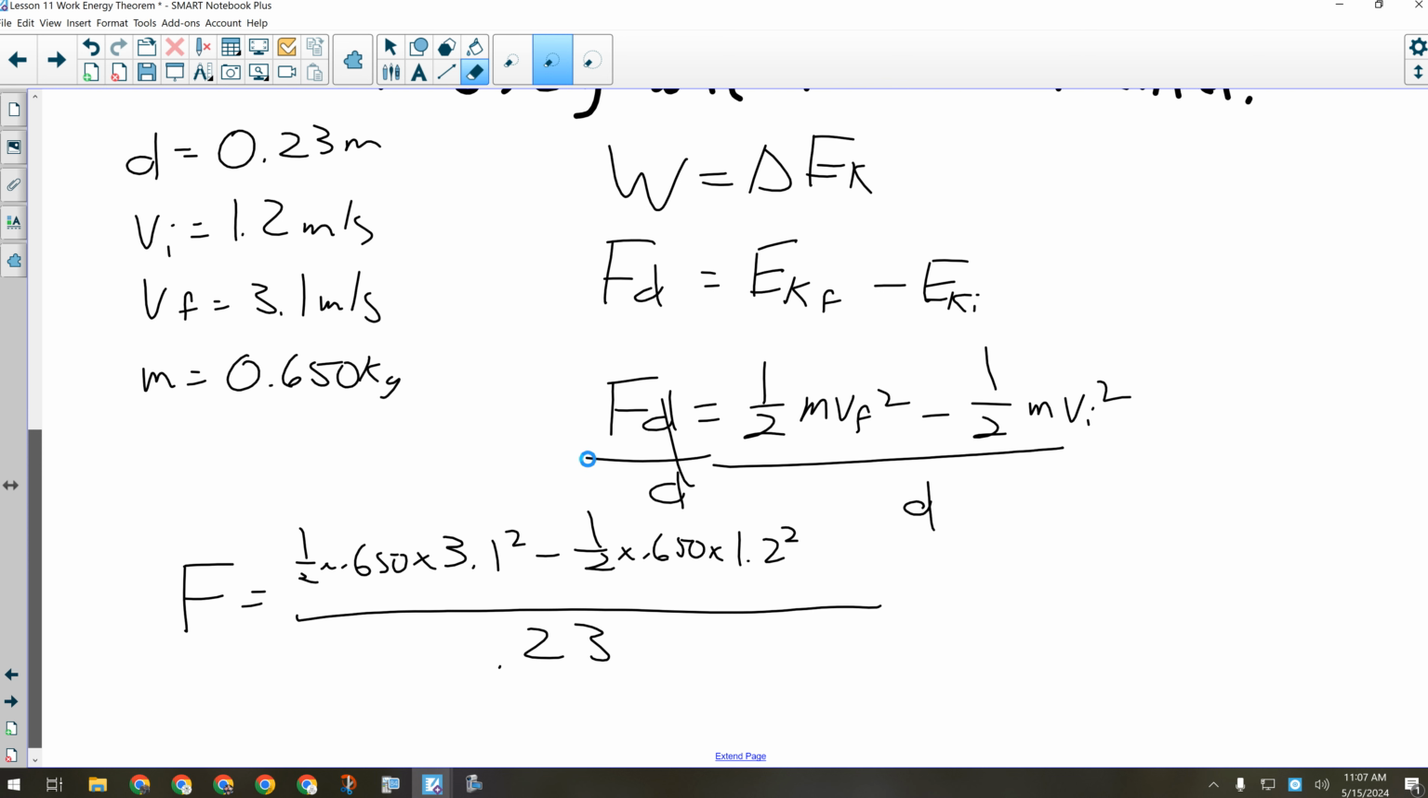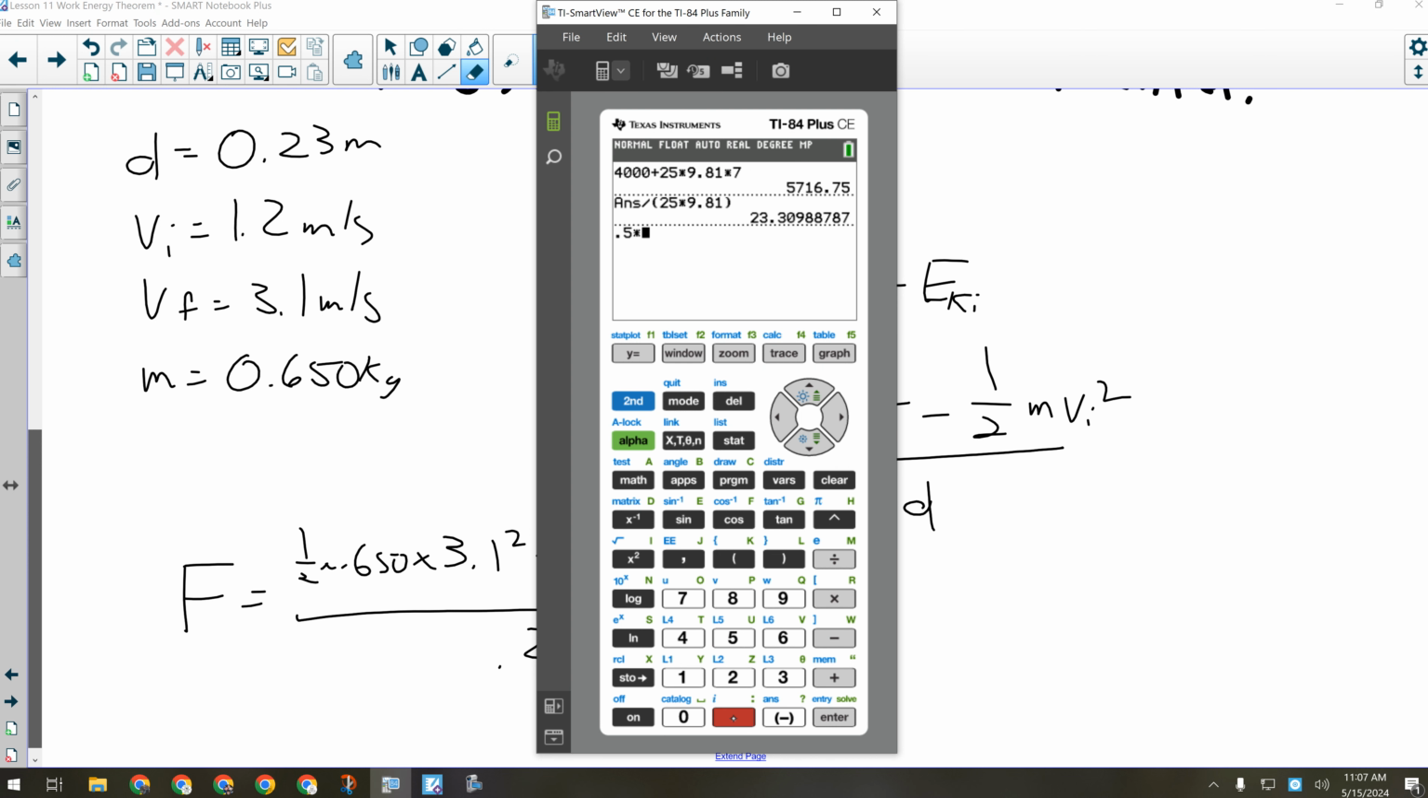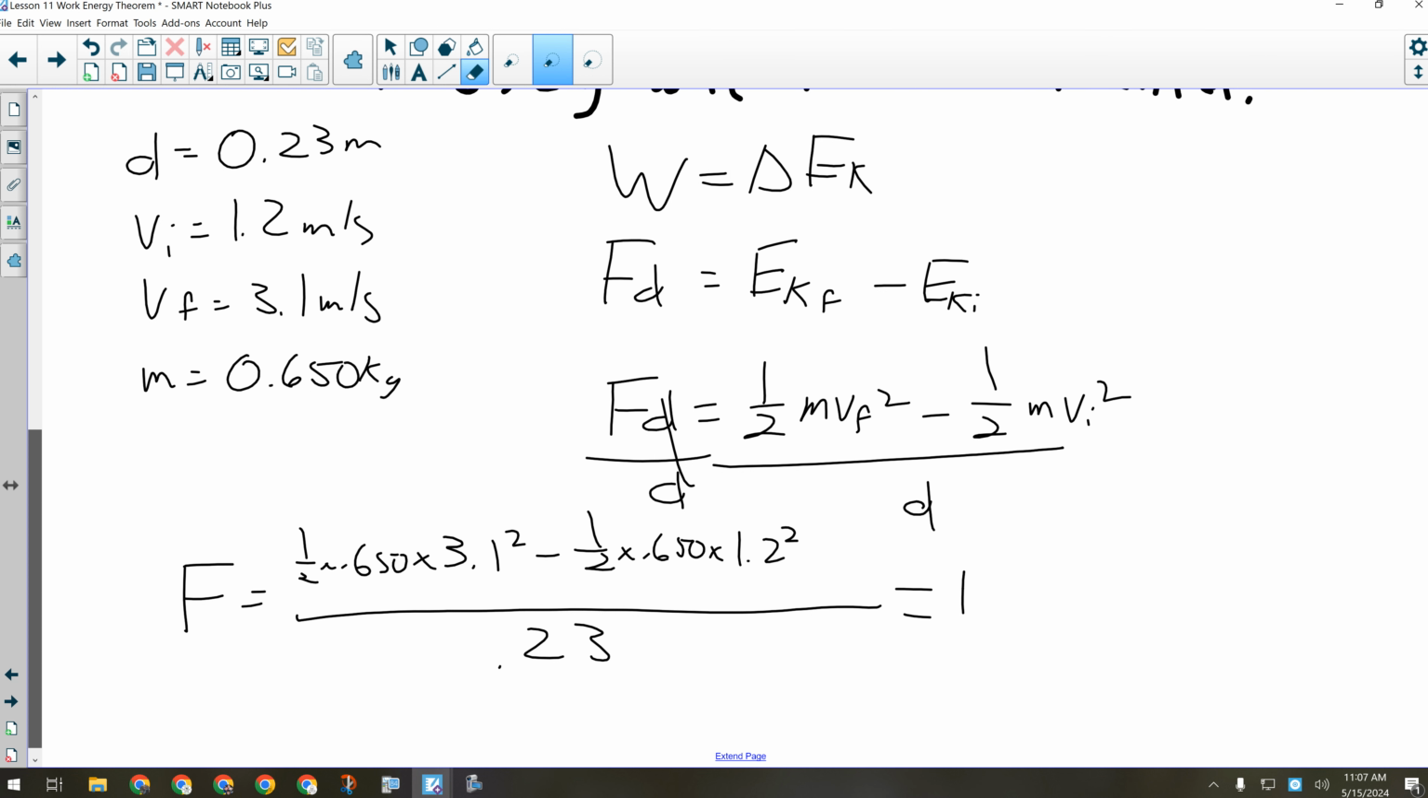All right, so now that I've got that set up, I'm just punching in my calculator, 0.5 times 0.65 times 3.1 squared gives me that number, minus 0.5 times 0.65 times 1.2 squared. There's my change in energy. I'm going to divide that by 0.23 meters, the distance. I'm going to have to use 11.5 newtons worth of force. For that spring that I compressed, that's probably about how much force I used. About 11.5 newtons. Again, probably a 5, maybe 6 mark question.